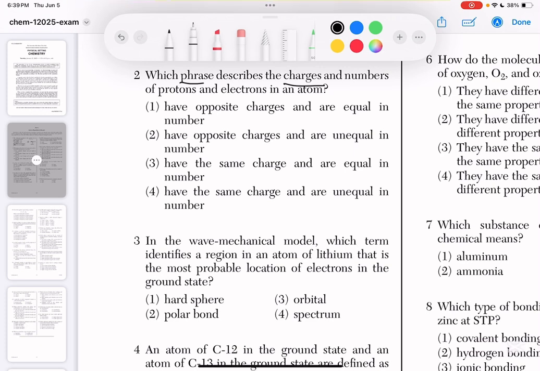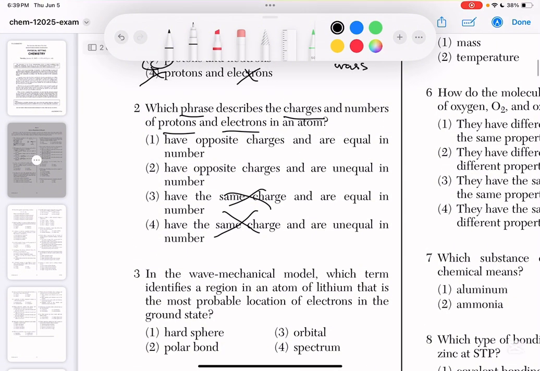Charges, protons, neutrons. They have opposite charges because protons are positive, electrons are negative. And in an atom, they are equal in number because unequal would mean that this is an ion.